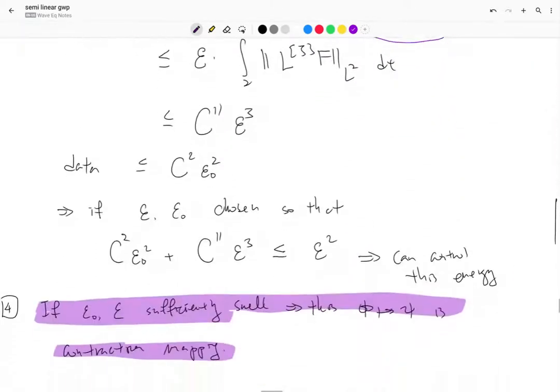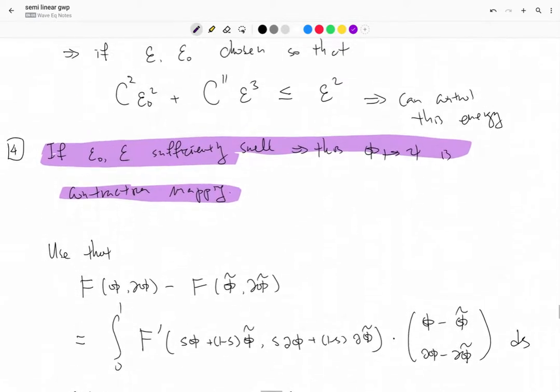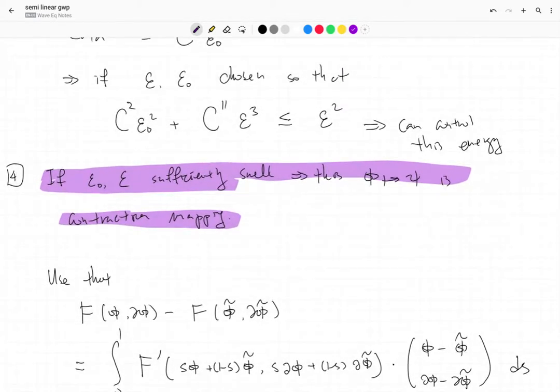So let's go down to step 4. My claim is that if epsilon naught and epsilon are sufficiently small, then this mapping is a contraction. Why is that? Well, remember that we're looking at this semi-linear problem where we're using the rho mapping, right?